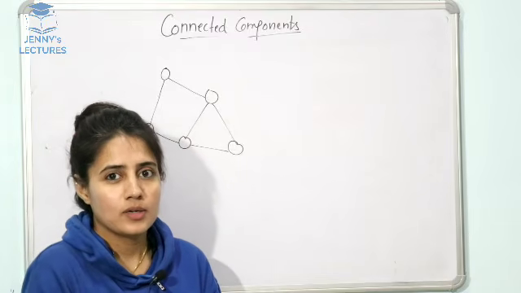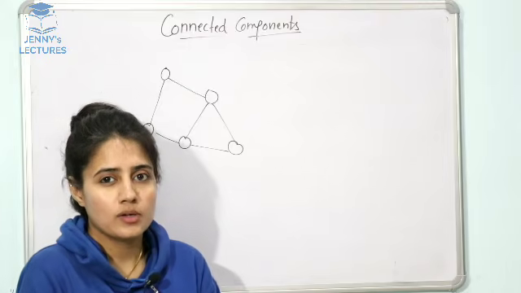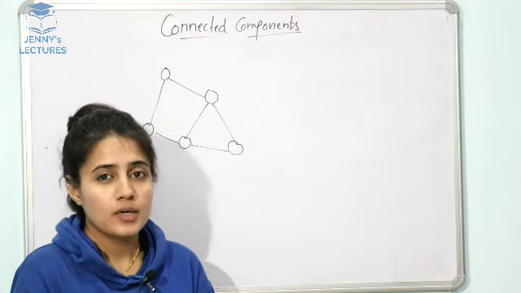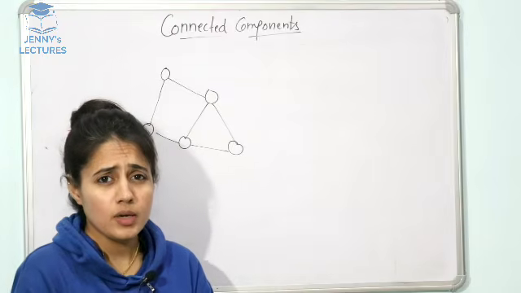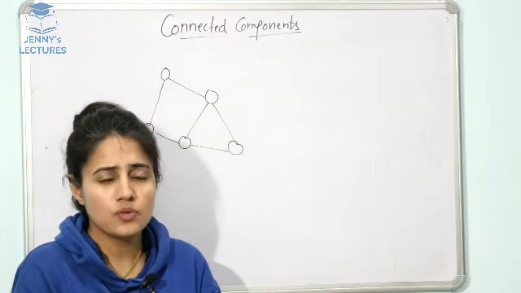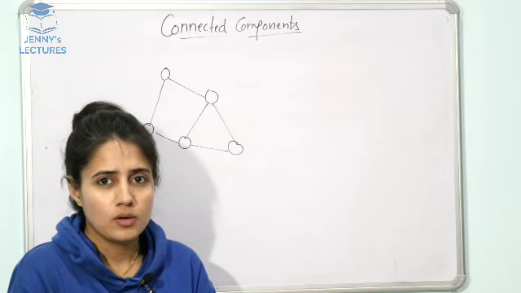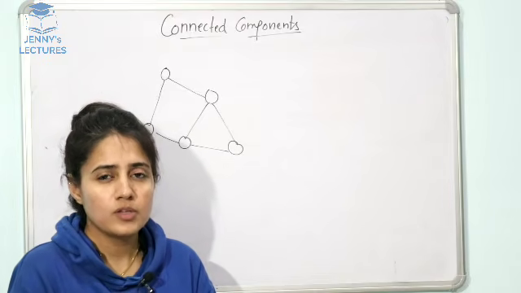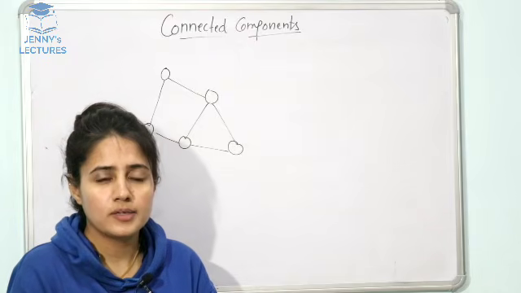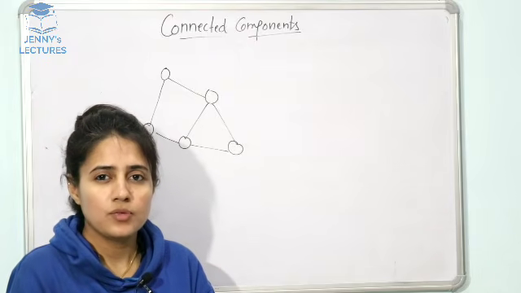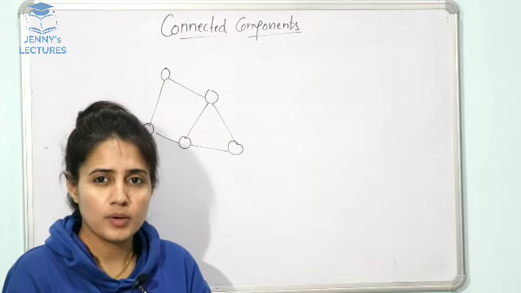I'll discuss with you what connected components are and how to find connected components from a given graph. Okay, so what are connected components? In a graph, if you want to define connected components, you can say it is a set of vertices which are reachable. Or you can say a connected component is a subgraph in which any two vertices are connected by paths and no vertex is connected with any other vertex in the supergraph.